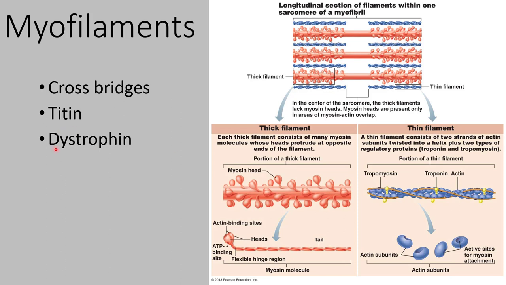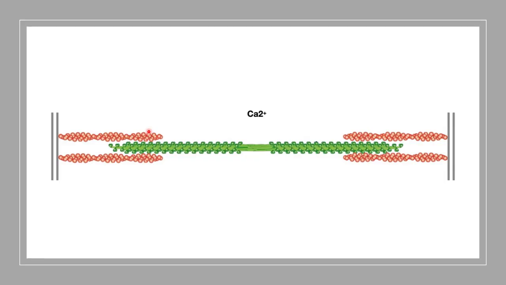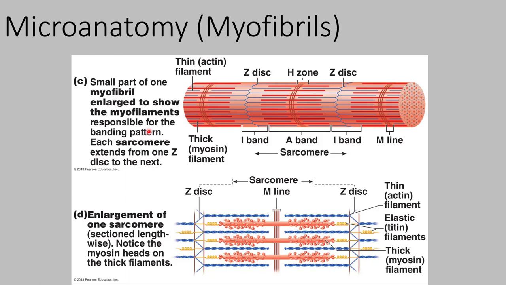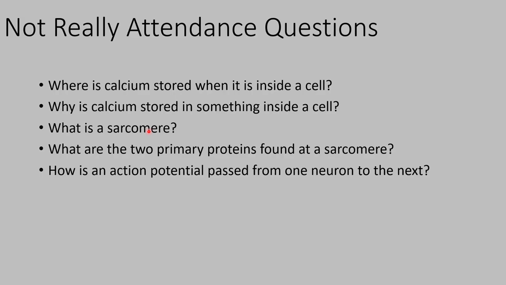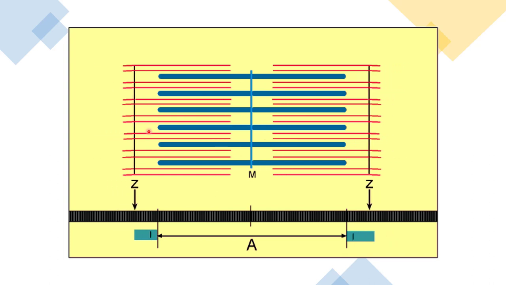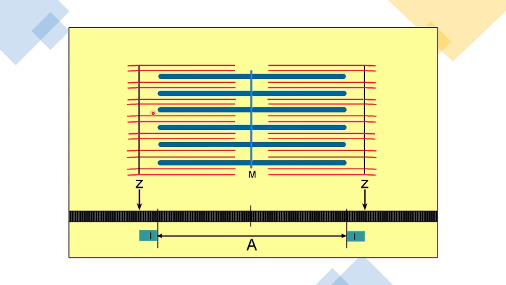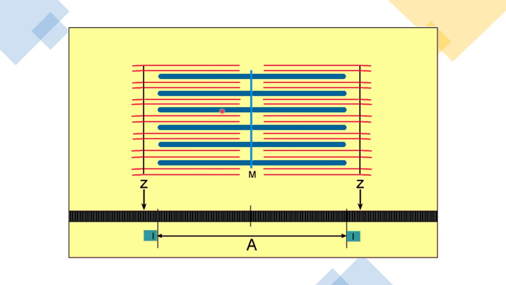And remember, we had that protein dystrophin. Dystrophin anchored the sarcomeres to the connective tissue of the muscle, which is what allowed us, when these sarcomeres shrank, when they contracted, to cause the muscle itself to contract. So there is our sliding filament theory in action.